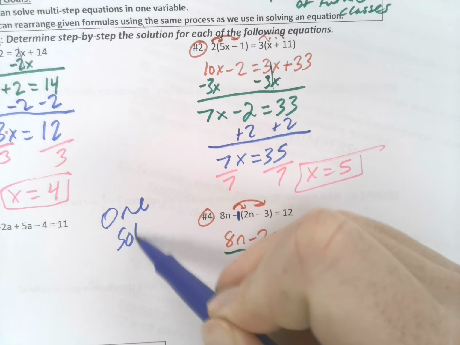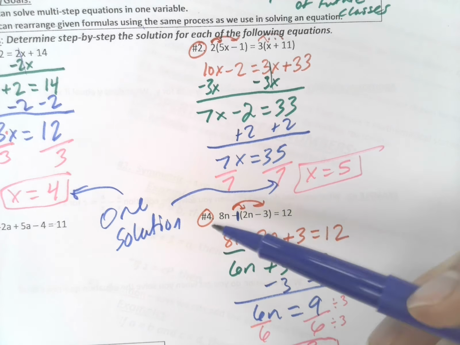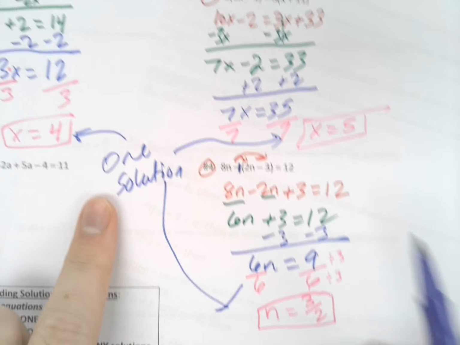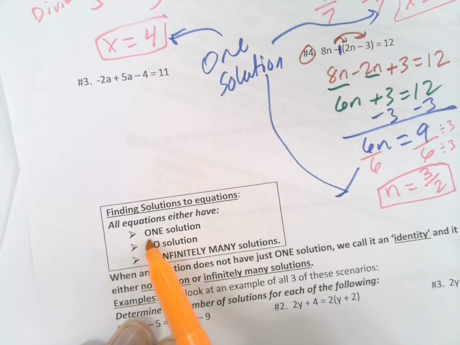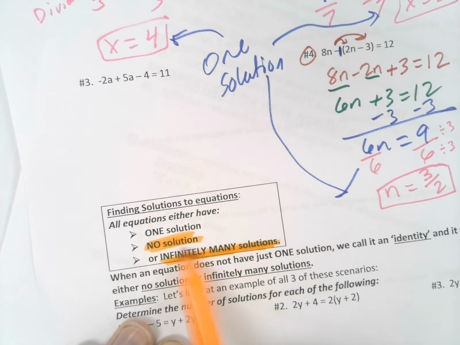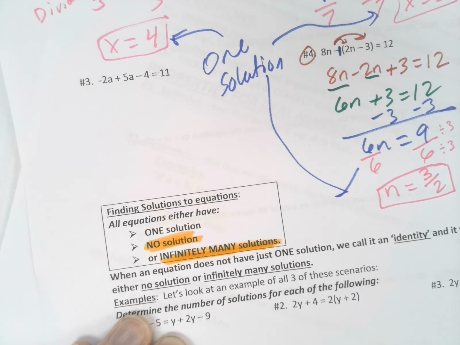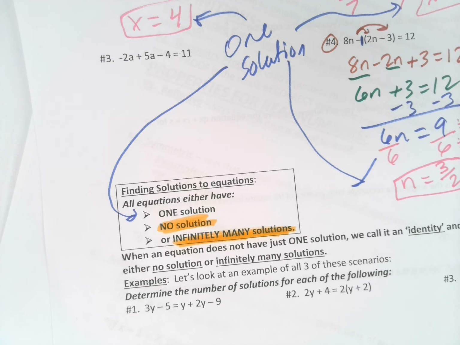Now keep in mind, these were all one solution. X equals 4. X equals 5. N equals 3 over 2. These were all one solution, but keep in mind there's also going to be times where solutions are, well, they're non-existent, they're no solution, or infinitely many. This is only one situation. And so let's look at a couple examples where we get the other two, not just one solution. Let's look where we get no solution and infinitely many.